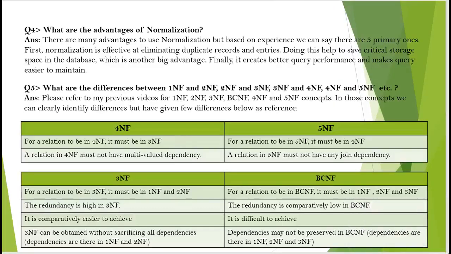Let's go through the fourth question. What are the advantages of normalization? There are many advantages to using normalization, but based on experience, we can say there are three primary ones. The first one, normalization is effective at eliminating duplicate records and entries. Doing this helps to save critical storage space in the database, which is another big advantage. Finally, it creates better query performance and makes queries easier to maintain.